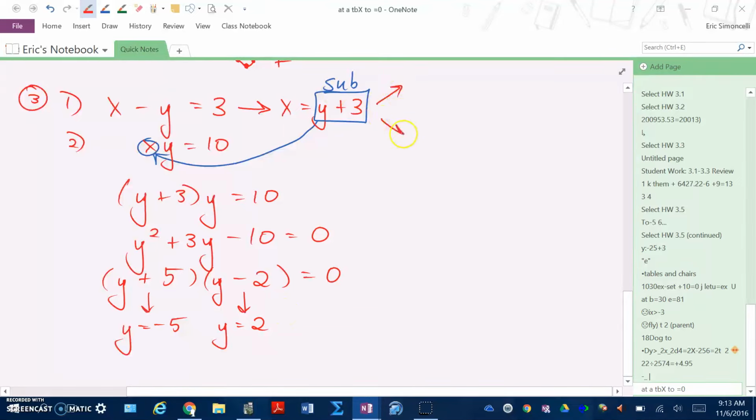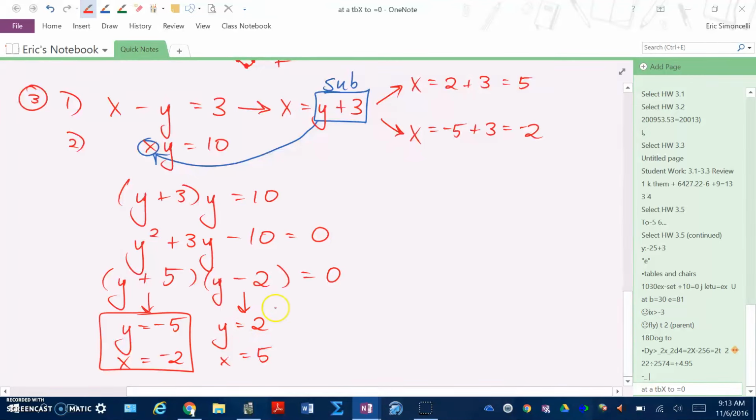I just have to go back and plug in y equals 2 for this, so x equals y plus 3, so 2 plus 3, therefore 5. And I'll plug in my other answer there, so x equals -5 plus 3, or -2. So I do have two answers. X equals -2 when I plugged in -5, and y equals -5. And then the other answer, when y equaled 2, I ended up with 5 for x. So when x is 5, y is 2 on that particular solution. So there's two answers, one of which is -2, -5, and the other 5, 2.